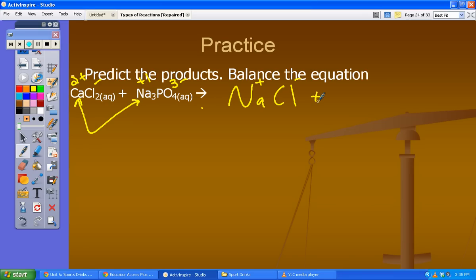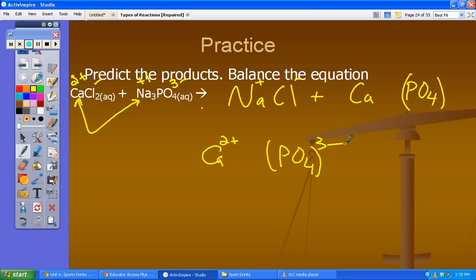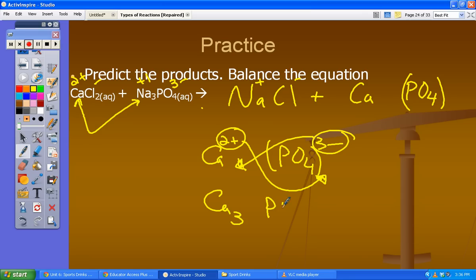The other formula will be calcium phosphate. Now, to determine again how many subscripts you have, you take calcium, which is a 2+, and phosphate, which is a 3-, and you do the crisscross rule. That becomes the calcium subscript. This becomes the phosphate subscript. So we get Ca3(PO4)2.